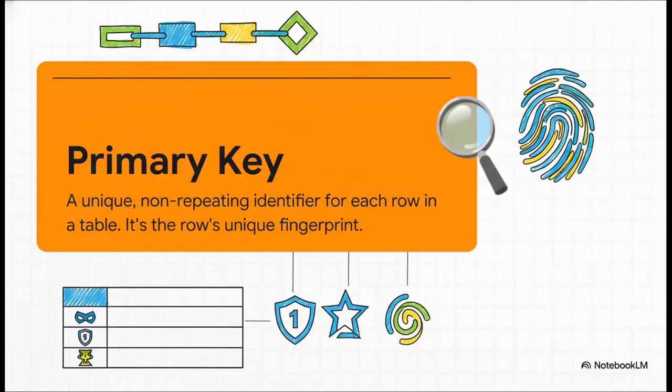First up, we have the primary key. Think of this as a unique serial number for every single row in a table. The Avengers team gets an ID of 1, the Justice League gets an ID of 2, and so on. This number is guaranteed to be unique, so we can always, without a doubt, point to one specific record.